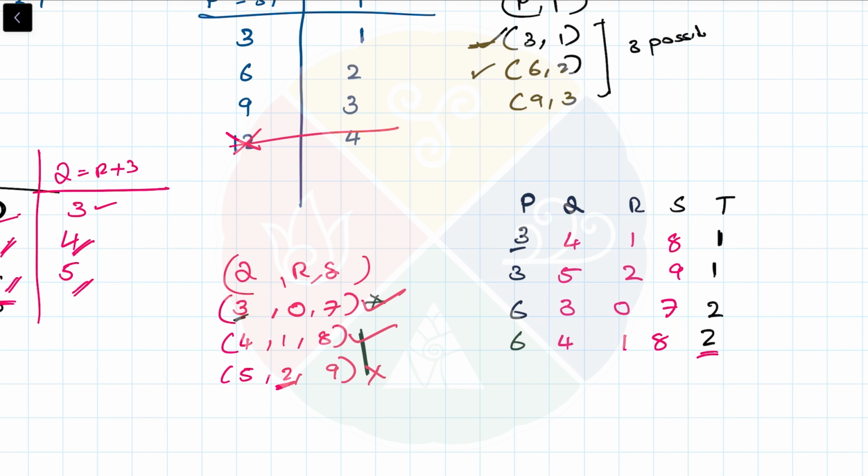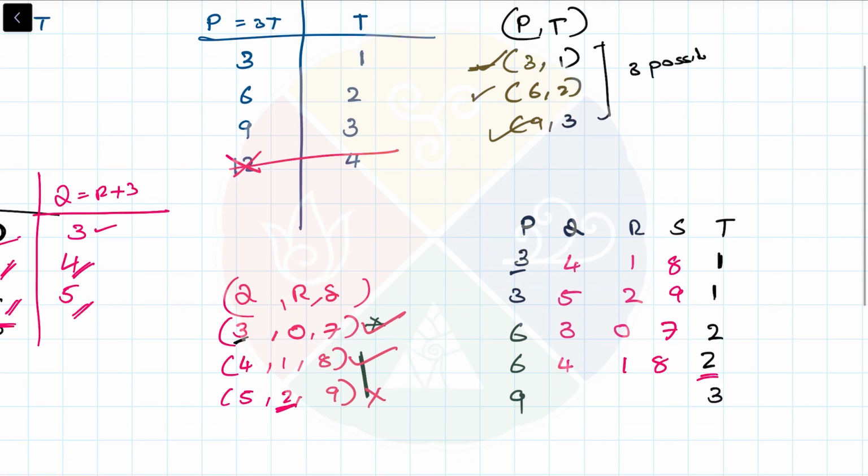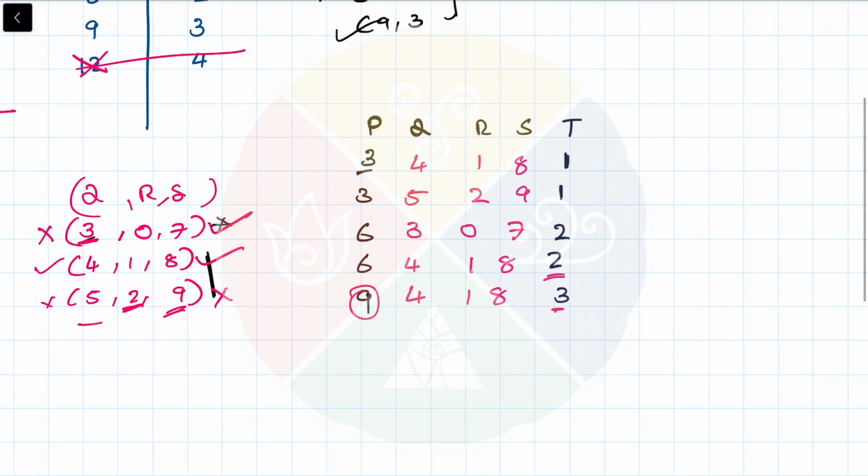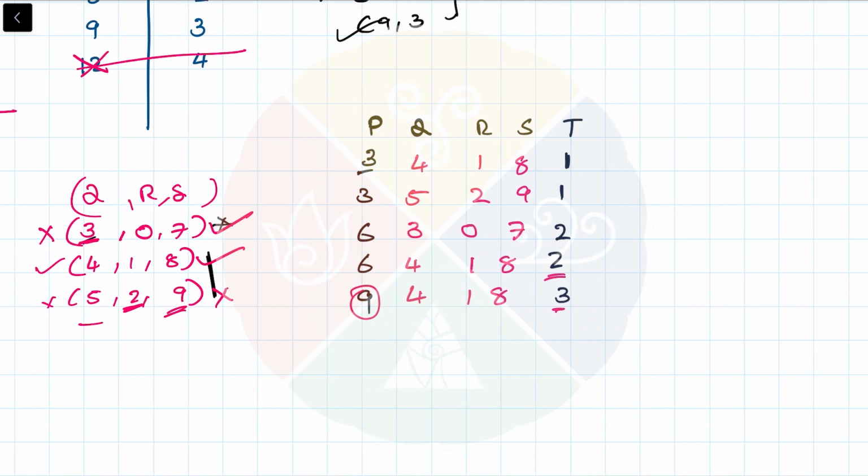So that is done. Now the next case, P is 9 and T is 3. Of course, here also I cannot take this value because 3 should not come again. Then I can take this value 4, 1, 8. Nothing is repeating. Or I can take 5, 2, 9, but I cannot take this value because 9 is already here. All the digits should be separate. So only one possibility is there.